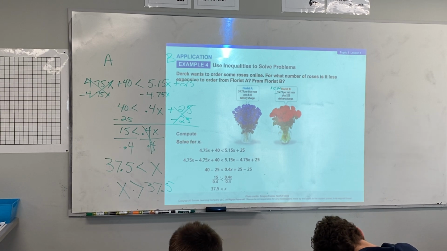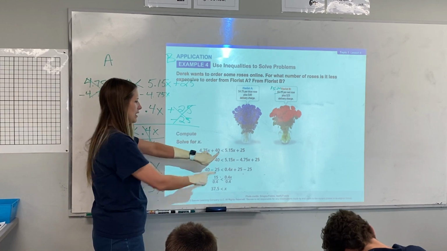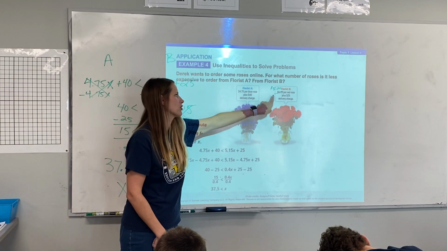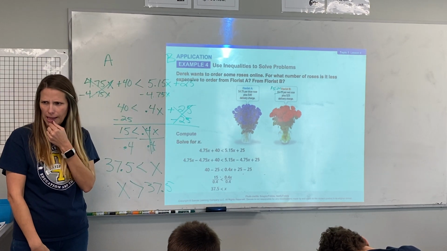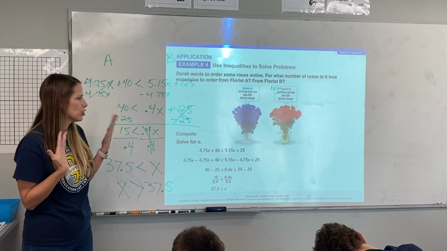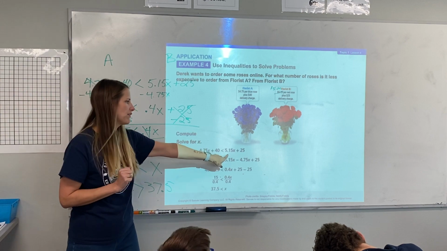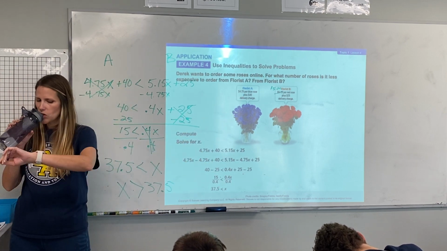So you're going to set it up exactly like this, except instead of $5.15 a rose, it's $5.20 a rose, and then you're just going to keep solving. You're doing the exact same thing that we did, but instead of $5.15, it's $5.20. They just changed the price. They made it more expensive.